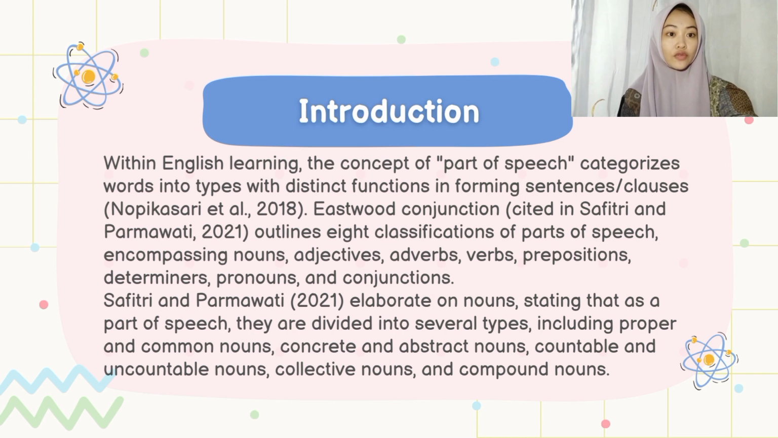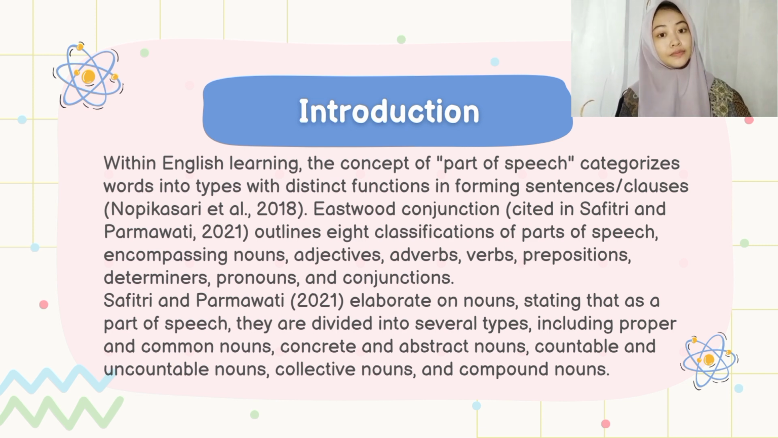Within English learning, the concept of parts of speech categorizes words into types with distinct functions in forming sentences or clauses. Each word classification outlines a part of speech, comprising nouns, adjectives, adverbs, verbs, prepositions, determiners, pronouns, and conjunctions. Elaborating on nouns, a noun is a part of speech that is divided into several types, including proper and common nouns, concrete and abstract nouns, countable and uncountable nouns, collective nouns, and compound nouns.